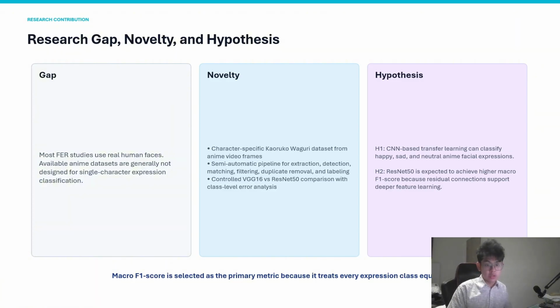Third, this research compares VGG16 and ResNet50 under the same experimental condition. This is important so that the comparison is fair for both of them. And fourth, the evaluation does not only look at the overall accuracy, but also class-level performance and error patterns. The hypothesis is that CNN-based transfer learning can classify anime face expressions into happy, sad, and neutral. The second hypothesis is that ResNet50 is expected to achieve a higher macro F1 score than VGG16, because the residual connection may help preserve useful low-level features while also learning deeper representations.